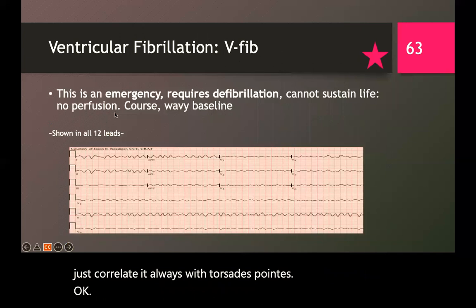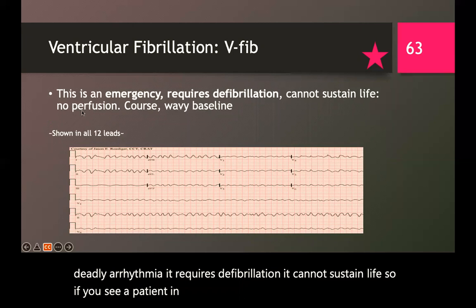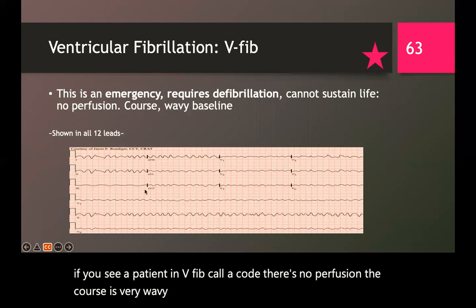Okay, VFib. This is an emergency. Again, we said that before. This is a deadly arrhythmia. It requires defibrillation. It cannot sustain life. So if you see a patient in VFib, call a code. There's no perfusion. The course is a very wavy baseline. It's shown in all 12-lead EKGs. This patient is in big trouble right now.